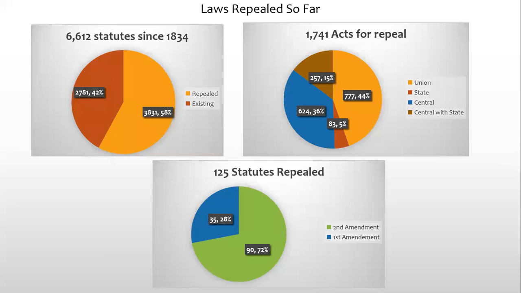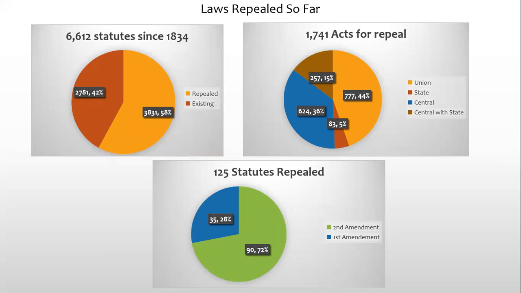So these are some statistics related to repealing of laws in India. Since 1834, 6,612 central statutes have been enacted, and at some point or the other, 3,831 have been repealed. The existing ones are 2,781 from 1834, this is.